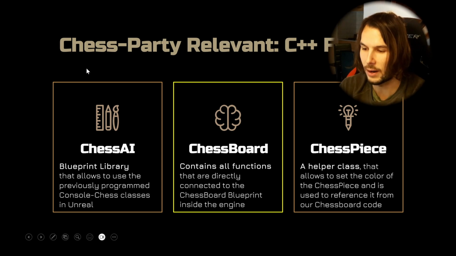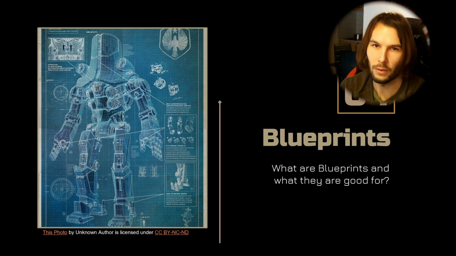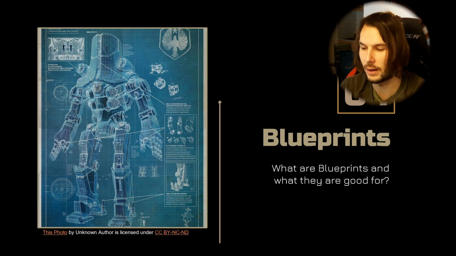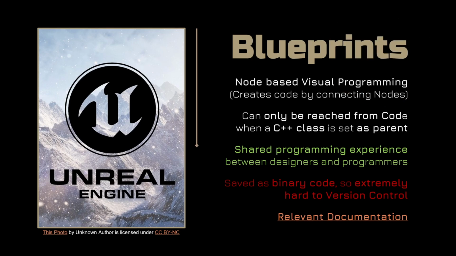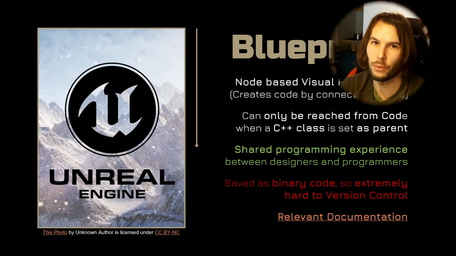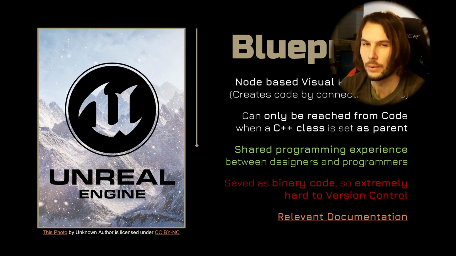But before, I quickly want to go over what blueprints are and what they are good for. So blueprints are node-based visual programming nodes. So we can create code by connecting nodes together. And this can only be reached from code when a C++ class is set as a parent. I will show you exactly what that means later on, but keep that in mind.